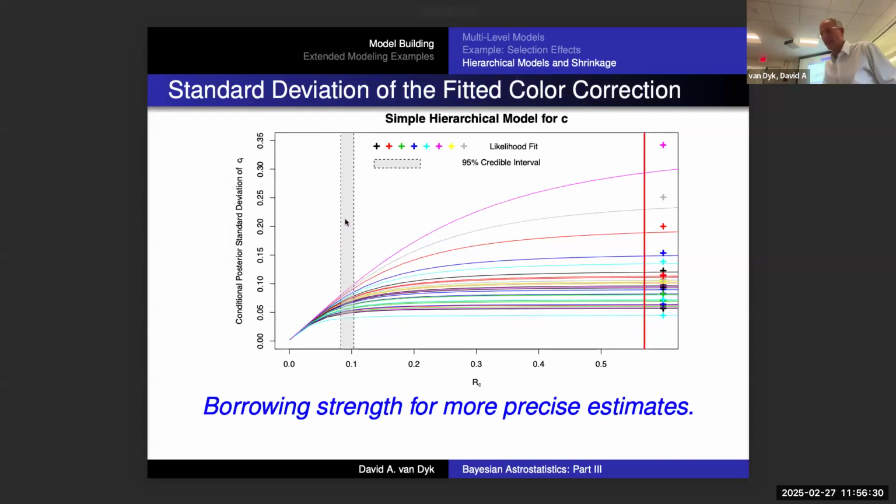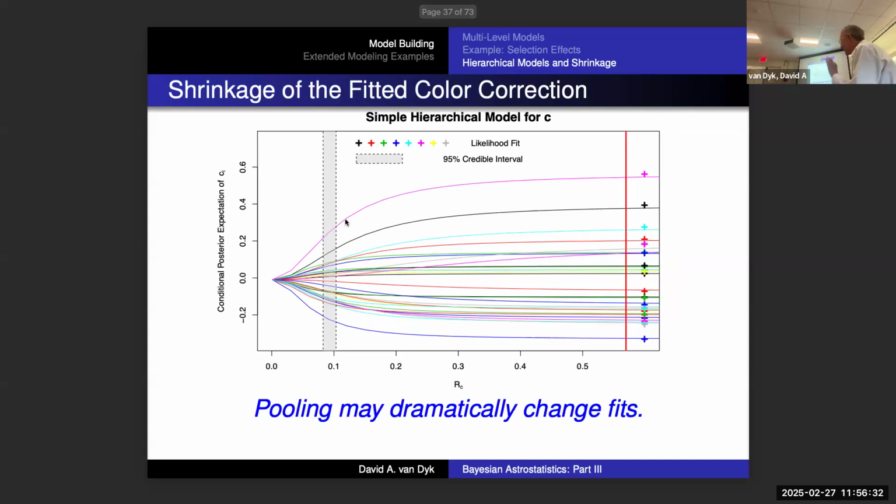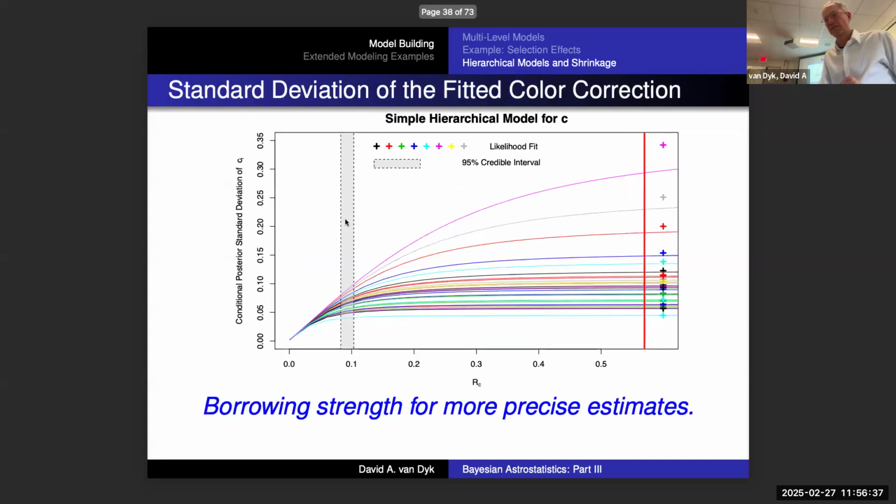Okay, so these are the fitted values, the Cs. There's also the plus or minus sigma. This is the plus or minus sigma. So same thing, basically the same plot.